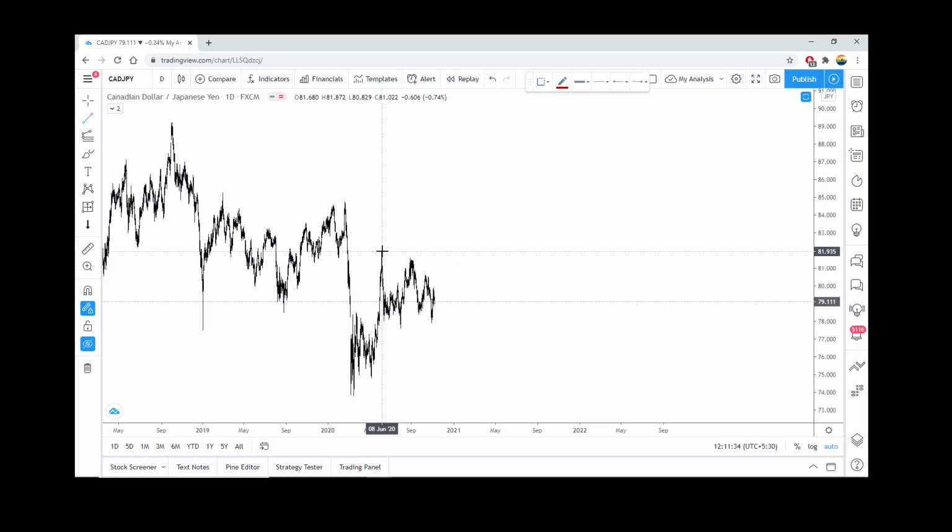So one ABC is over. So we are in that B or X wave, and only after the completion of this correction will we look for that C wave as an impulsive wave like this, nearly 74 to 81. So this kind of 600 pips or 700 pips is the target once the wave is completed here.